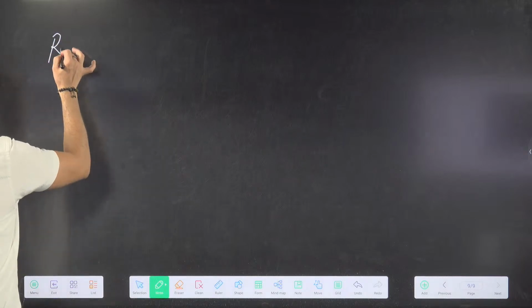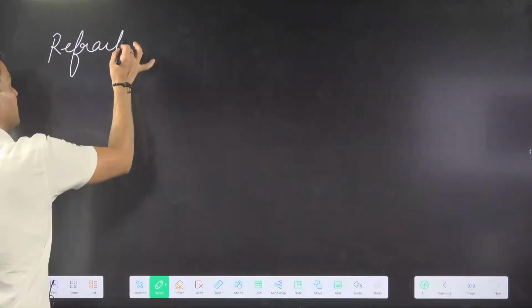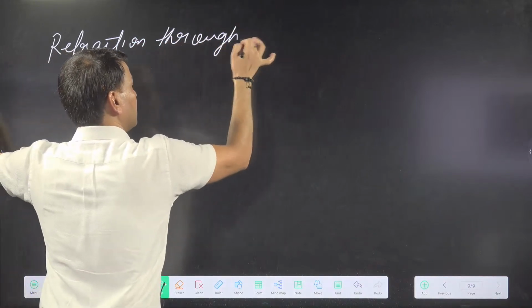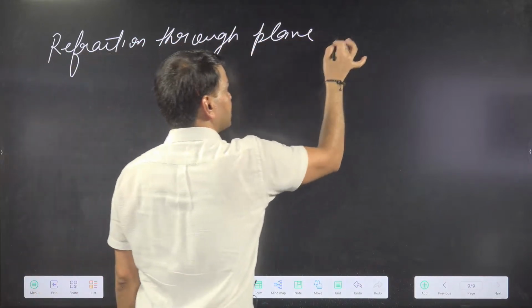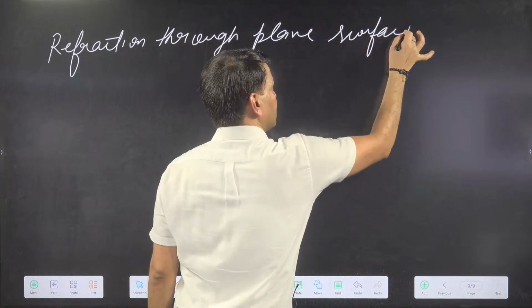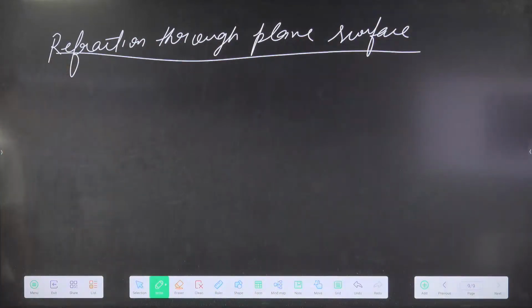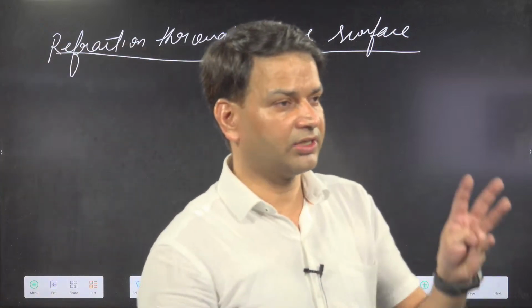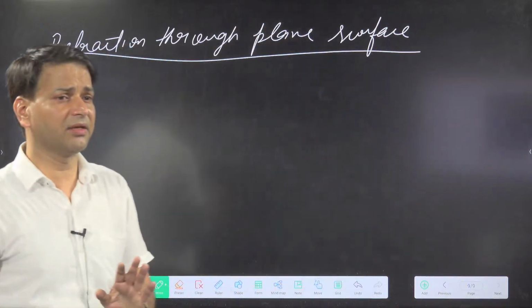Now refraction through plane surface. Two or three things we have to remember. What is the critical angle? What is the condition for TIR? These are the main things.